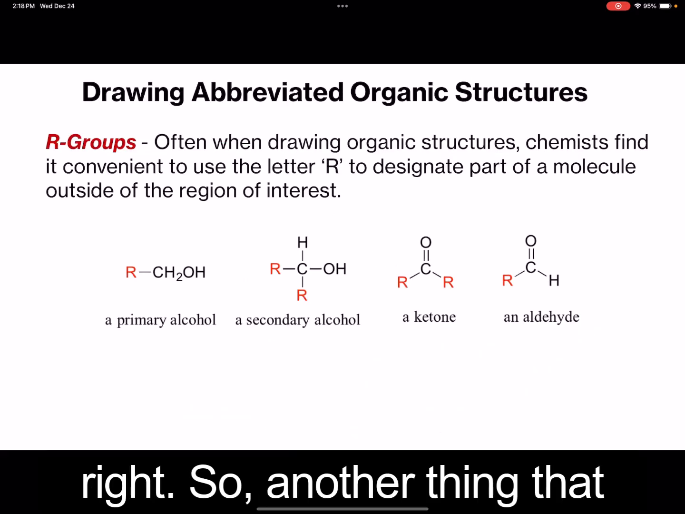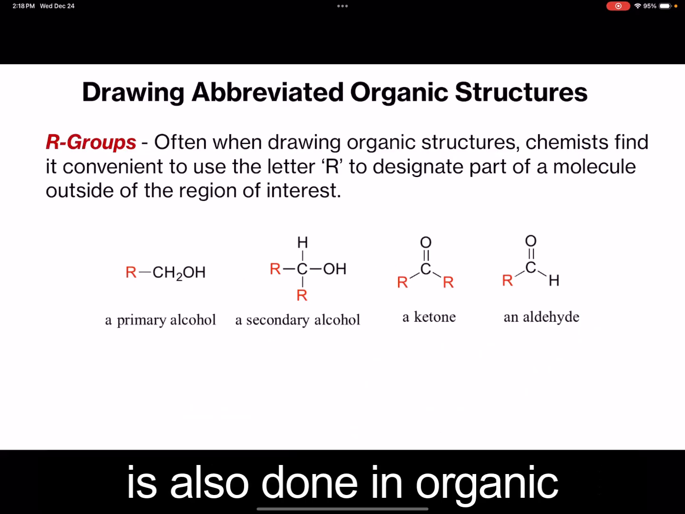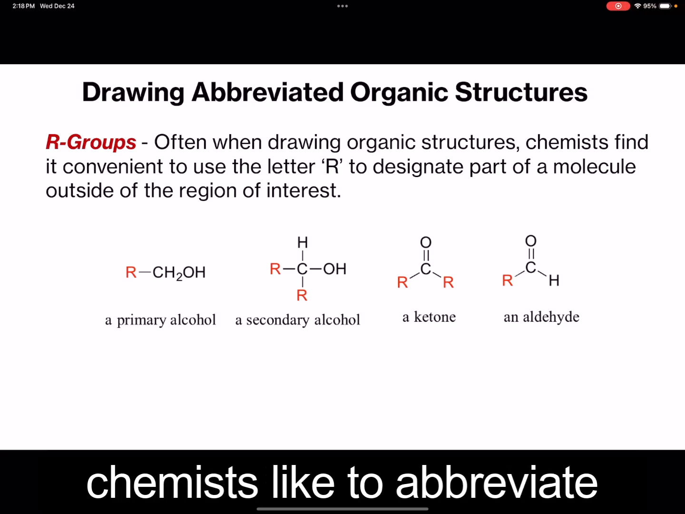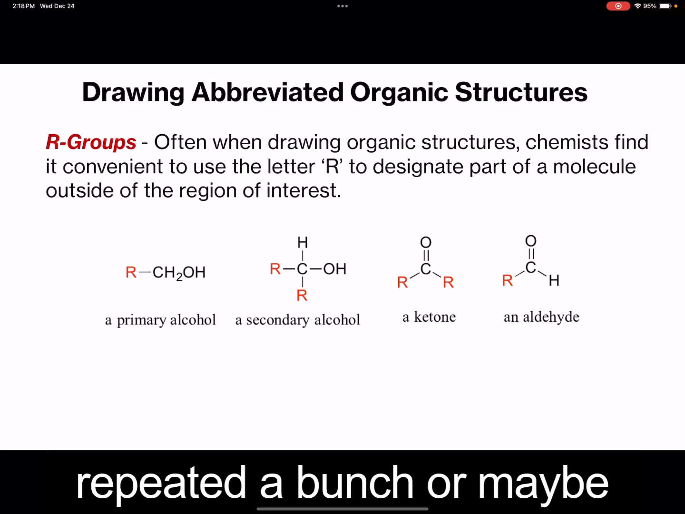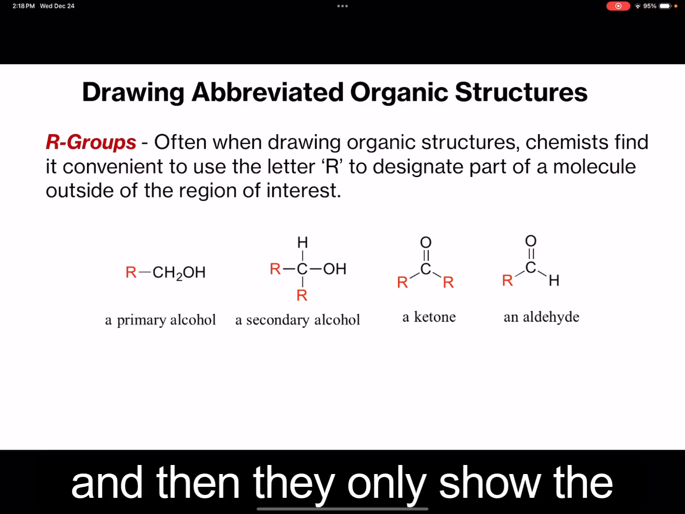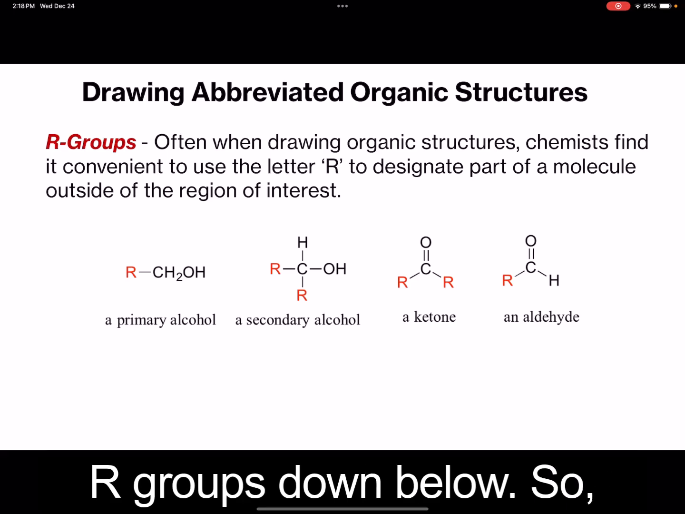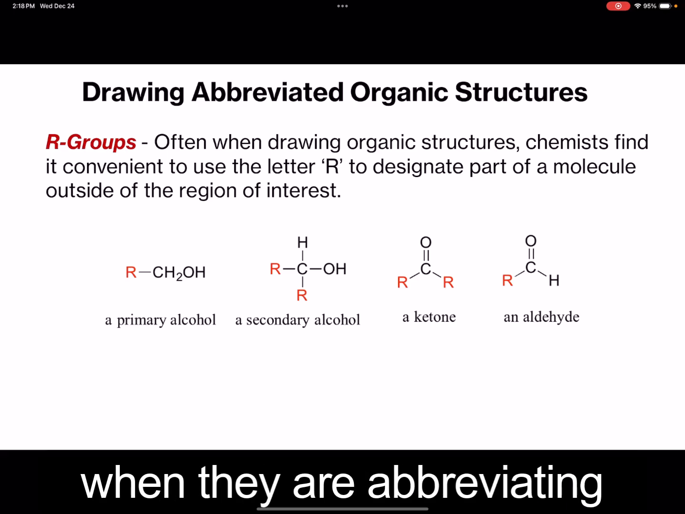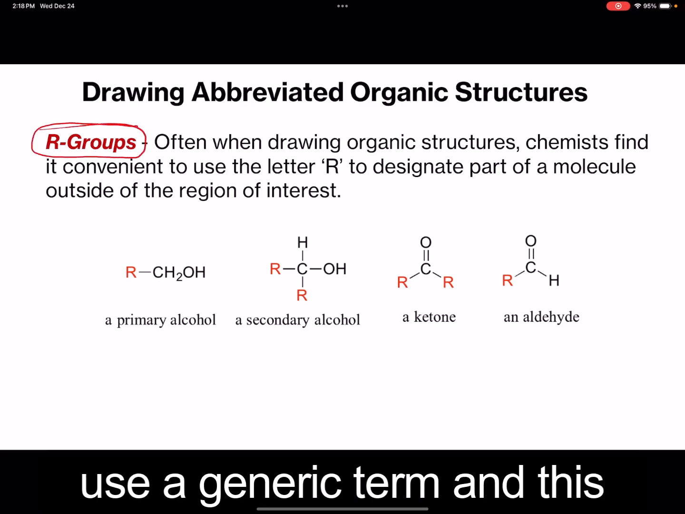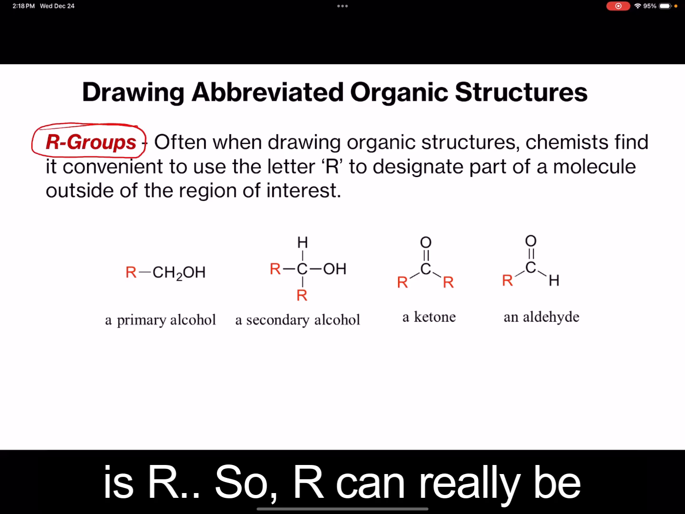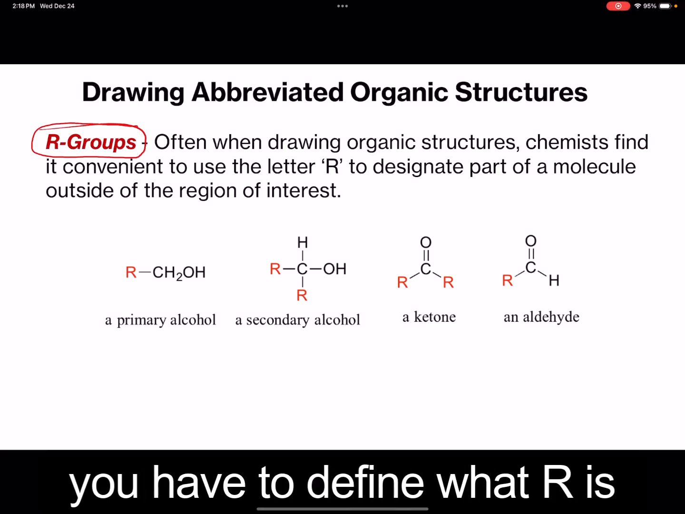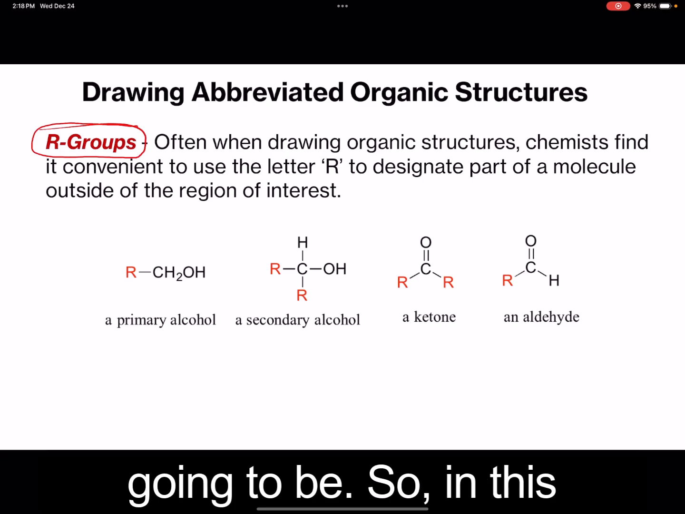All right, so another thing that is also done in organic chemistry is organic chemists like to abbreviate structures that may be repeated a bunch or may be unique to a drug molecule, and then they only show the base and then they show the R groups down below. So when they are abbreviating an organic structure, they use a generic term, and this is R. So R can really be anything with a bunch of carbons in there, right? So you have to define what R is going to be.